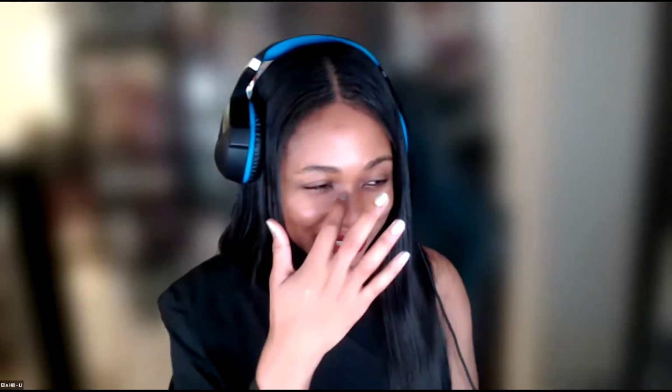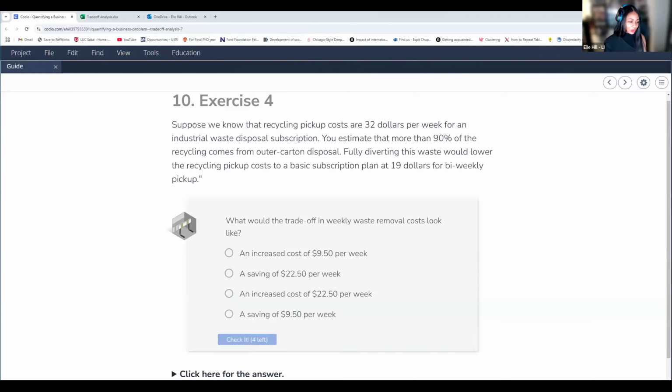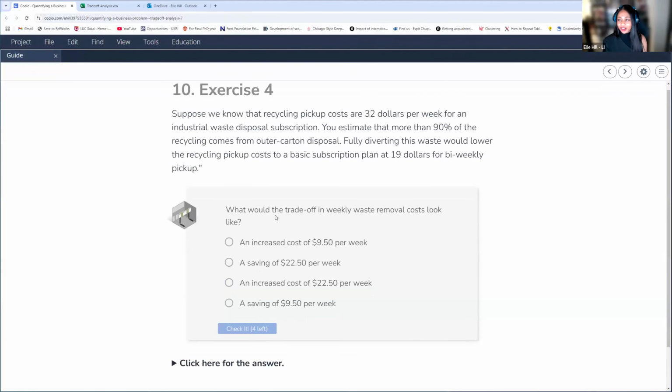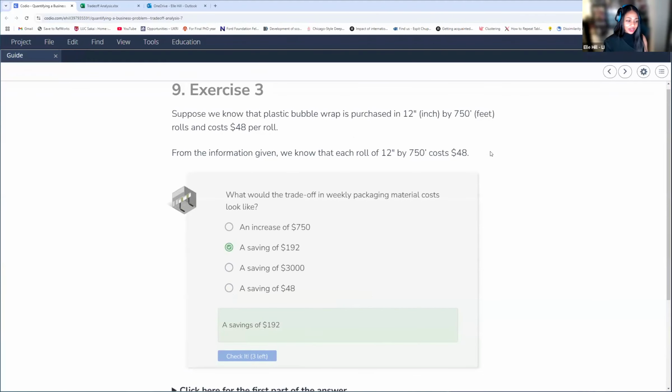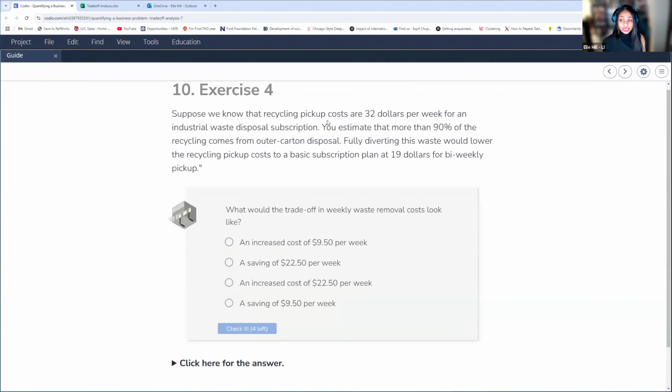All right, amazing. So let me go ahead and share my screen. I promise it's not too bad, but it has a lot of steps like last time. I will give you this warning. So previously on 10 minutes ago's episode, we calculated our cost for weekly packaging material. So we did our trade-off analysis for weekly packaging material. Now we're going to move on to recycling pickup costs.